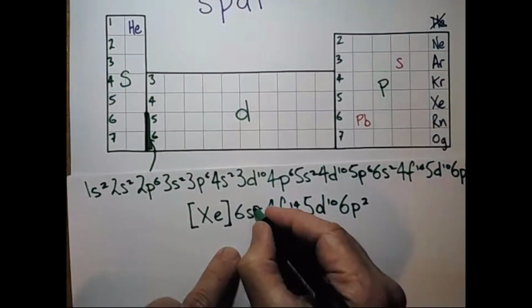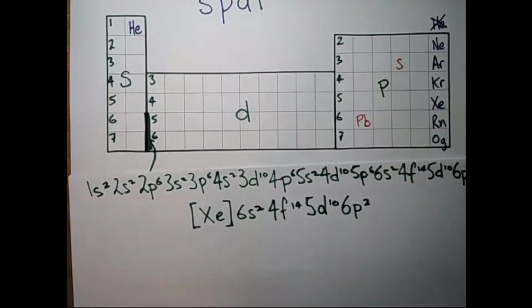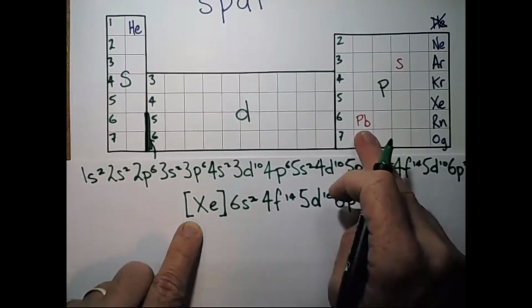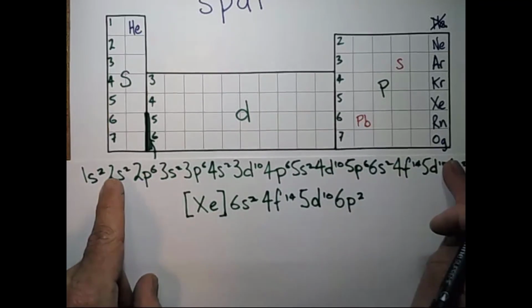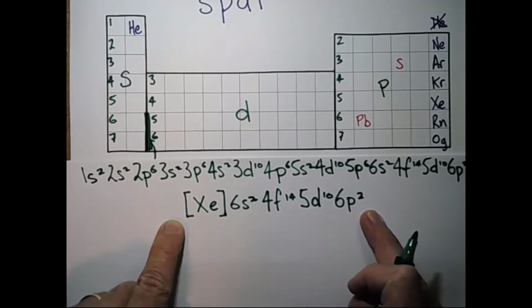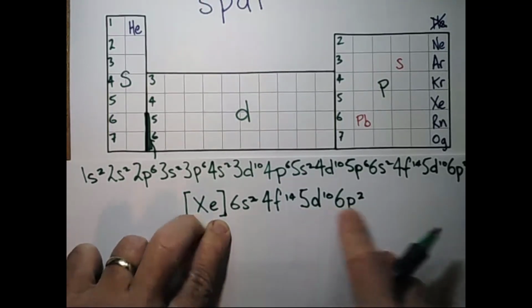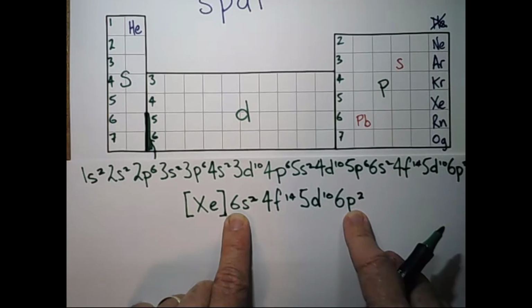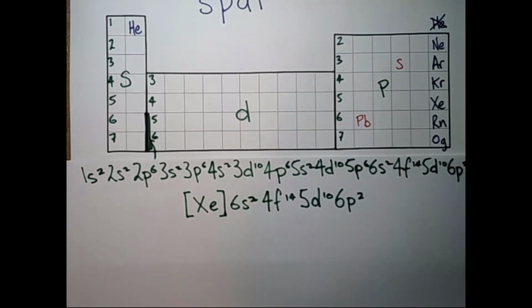So both of these are electron configurations for lead, except that's the full electron configuration, and that's the abbreviated electron configuration. And again, these ones here, they're our valence electrons. They're the interesting ones. They're the ones that take part in chemical reactions. All right, I hope that's helped.